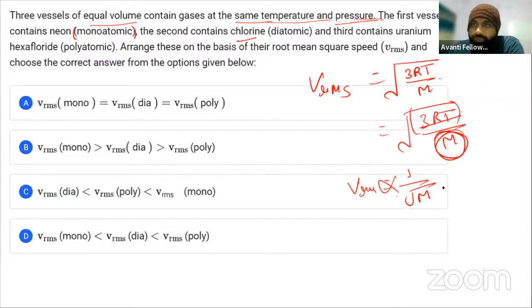So we know that neon, it is 10 Ne, is less heavy. Mass of neon.